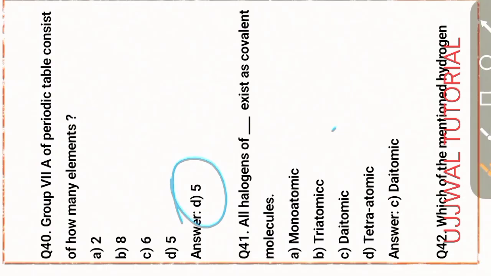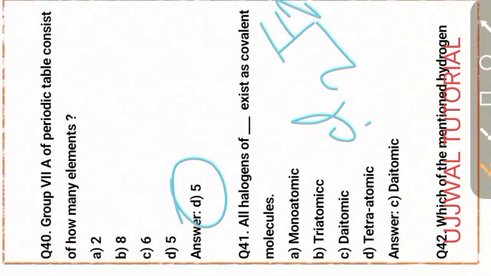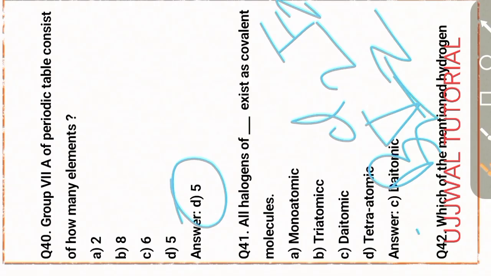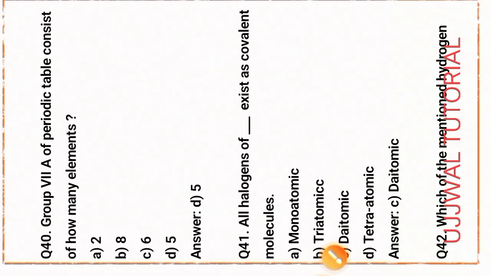All halogens exist as covalent, diatomic molecules. So that is Cl2, F2, I2 iodine, Br2. Okay, they are all diatomic. So C is the right answer. Okay, C is the right answer, diatomic.